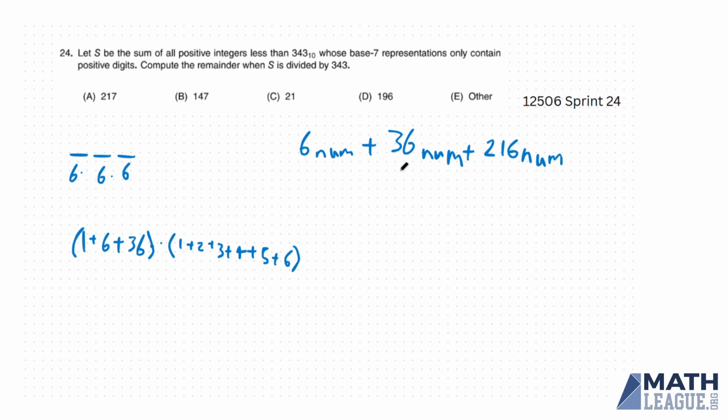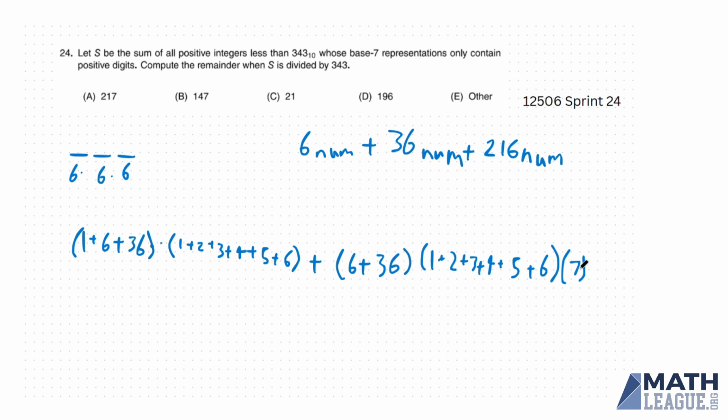Then 2 of these cases, this case and this case, will have a digit in what would be the tens place in base 10, but would be, I guess, the sevens place in base 7, and thus we can write, again, part of the sum as (6 plus 36) times (1 plus 2 plus 3 plus 4 plus 5 plus 6) times 7, since each of these digits would be multiplied by 7.